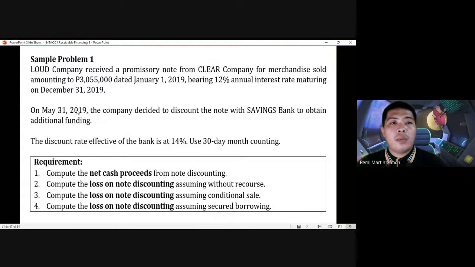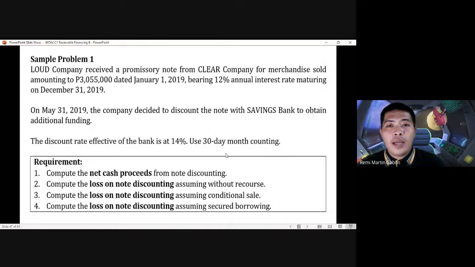Then on May 31, 2019, the company decided to discount the note with savings bank to obtain additional funding. The effective discount rate of the bank is 14%. Use 30-day month counting. When we say use 30-day month counting, we're going to assume that all months have 30 days. So from January to December 31, we're going to assume that each month has 30 days only. Yun yung ibig sabihin ng use 30-day month counting.